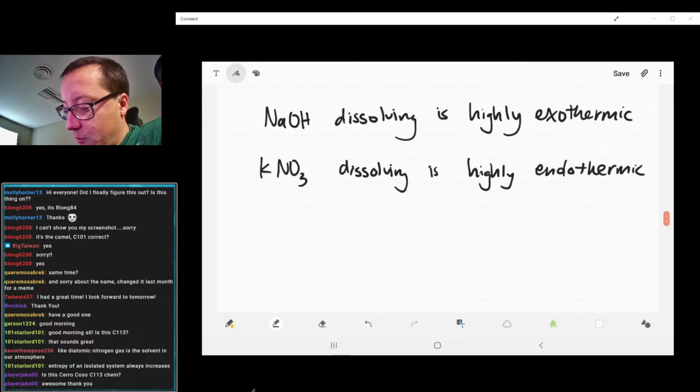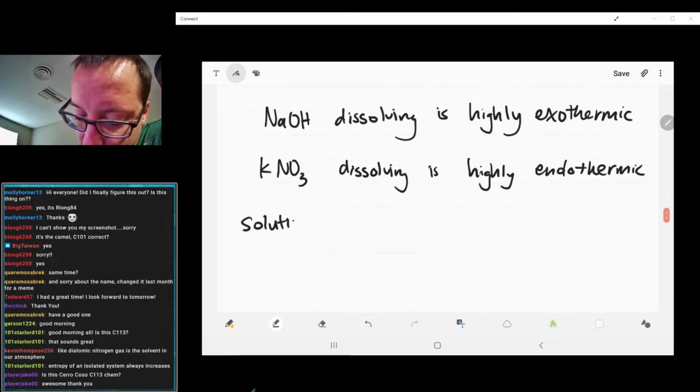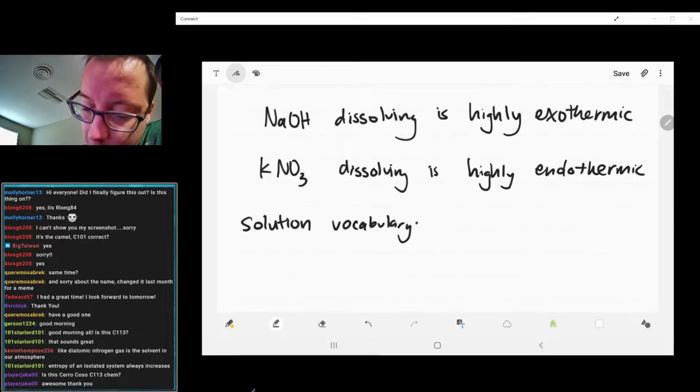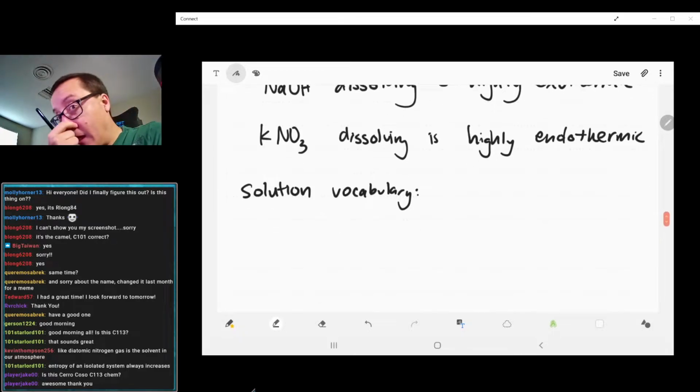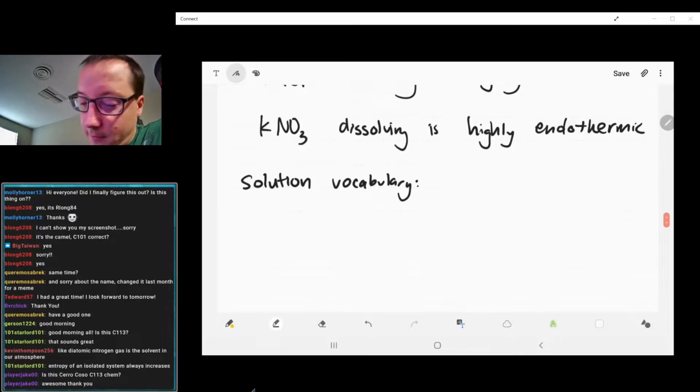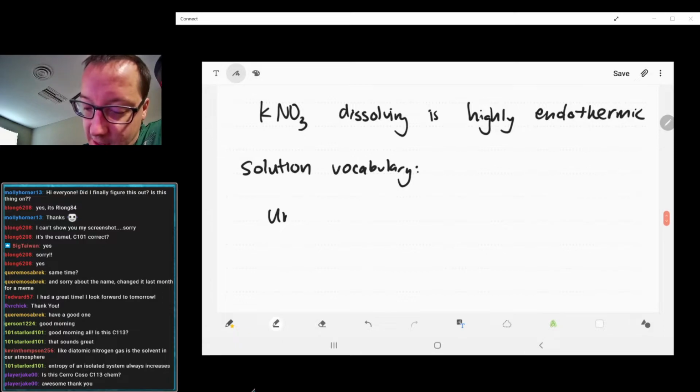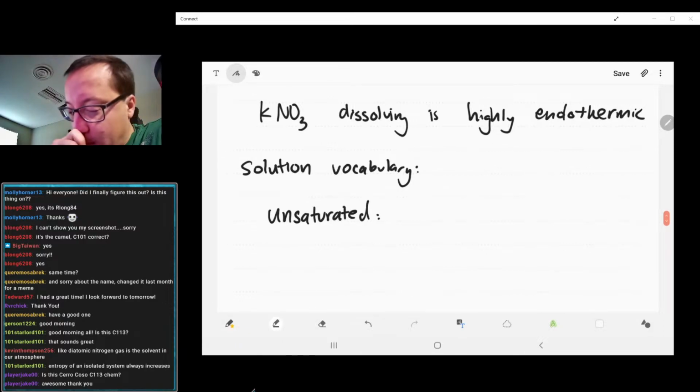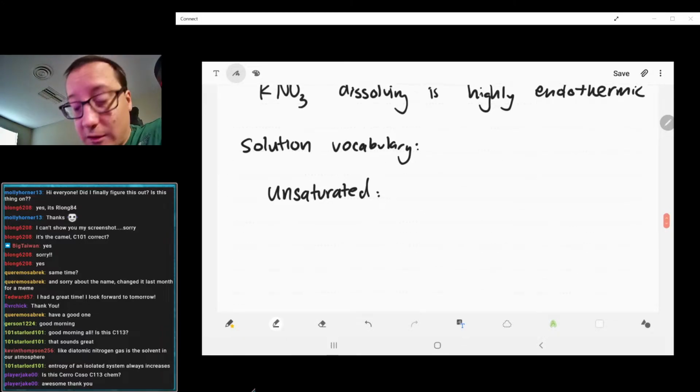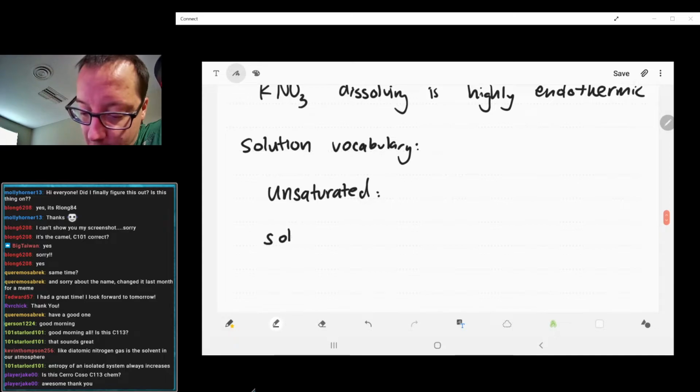Alrighty, cool. So we have more vocab as always when we first start a new topic. So let's go for it. We're going to have a couple of new terms here, kind of degrees of how much solute is dissolved in something.